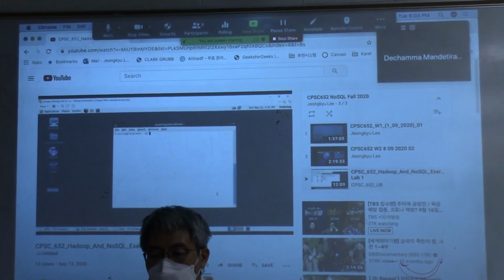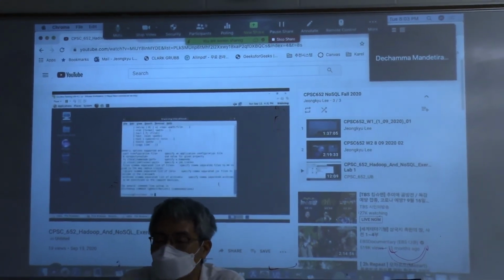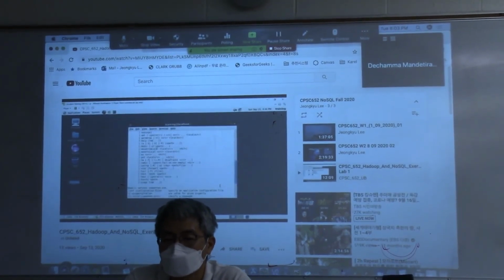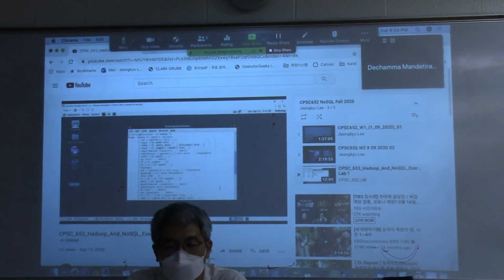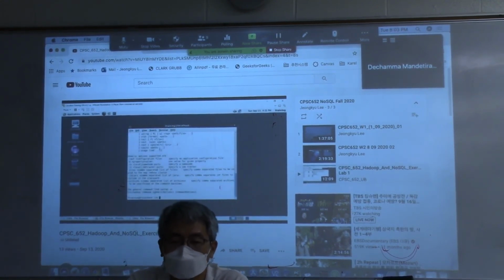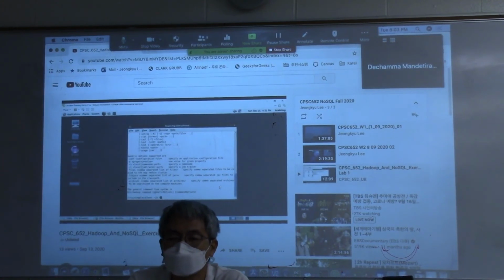Then to verify whether you did it or not, please submit a screenshot of the exercise lab. Mostly at the last stage, you get the screenshot of the exercise lab and submit it to Canvas.